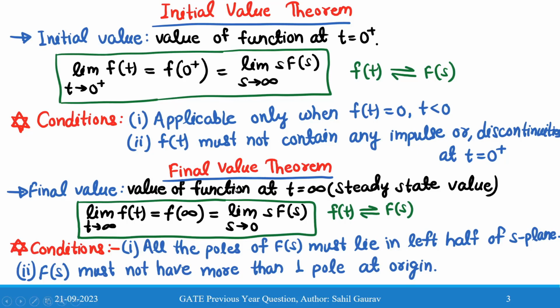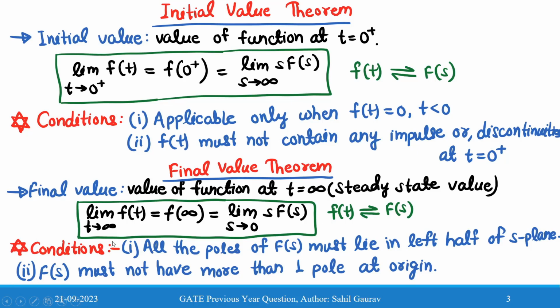Final value of a function is the value of the function at t equal to infinity. This is also called the steady state value. If we put t tends to infinity in f(t), then in the s domain you need to put s tends to 0 and F(s) should be multiplied by s. So this is the final value theorem expression. You need to remember it. And F(s) is the Laplace transform of f(t).